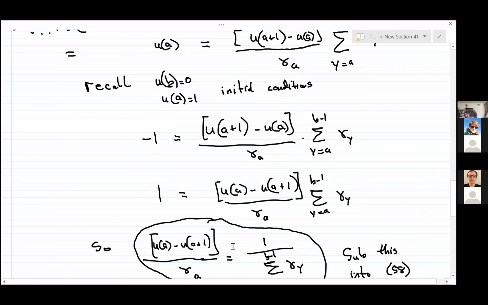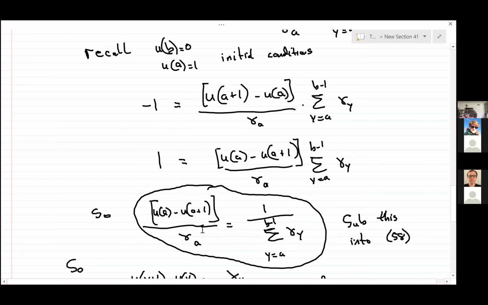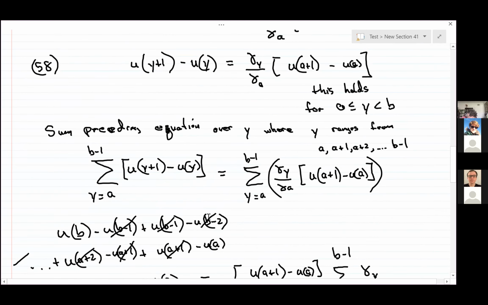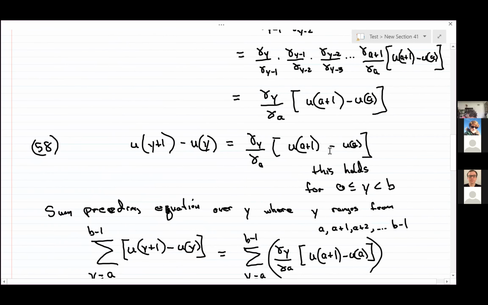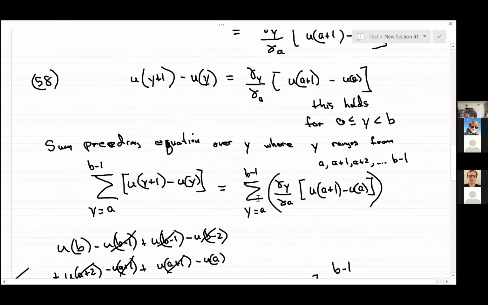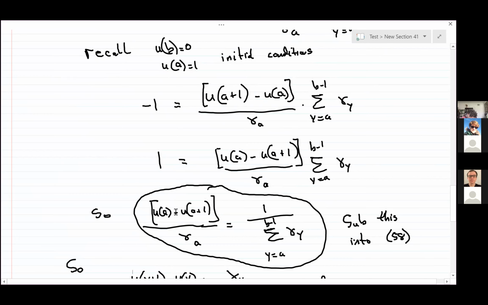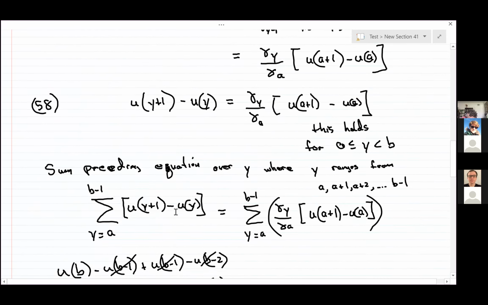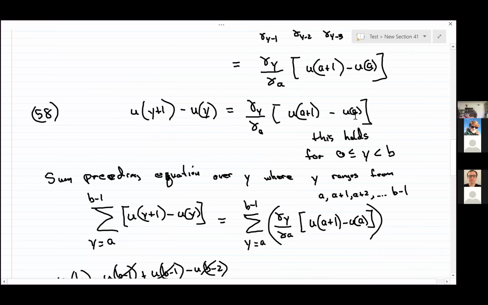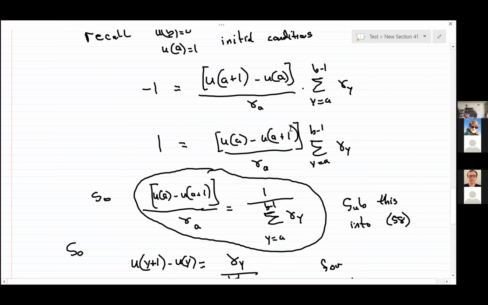This should be minus, right? So if I want to make this so I can substitute it in, I need UA minus 1 minus UA over gamma A. And I have the negative of that. Yes, UA plus 1 minus UA over gamma A. I should put in for that. I should put in minus this, right?